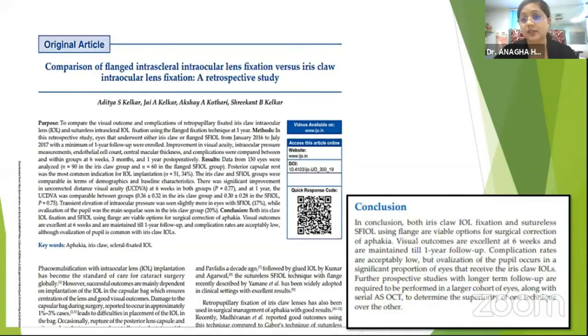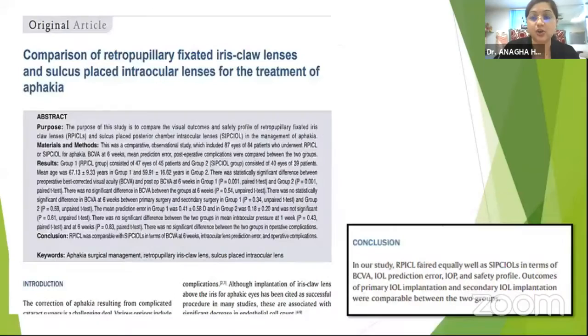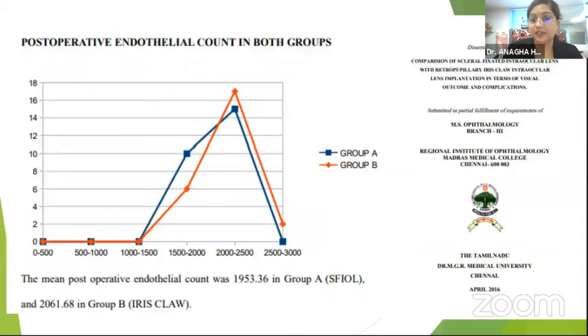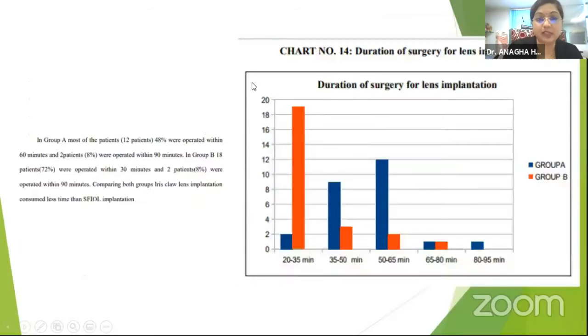Now, this was another study which compared the flanged intrascleral fixation with the iris claw, and they found that it was comparable. Another study which compared the retropupillary fixated iris claw with sulcus placed, and then they found it was comparable. Here, you can see that there was a group A, which is SFIOL, and group B, which is iris claw. You can see that the postoperative endothelial count was slightly higher in that with the iris claw.